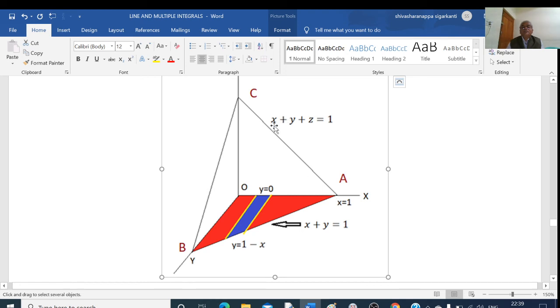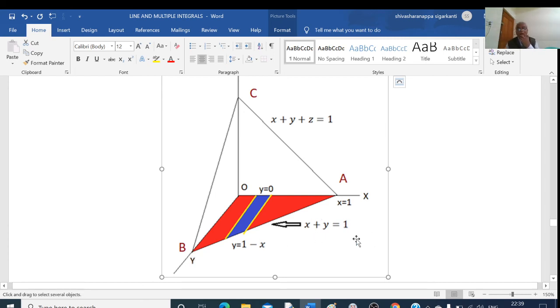Because see, the equation of this plane is x plus y plus z equal to 1. This can be written as x by 1 plus y by 1 plus z by 1 is equal to 1. So, x intercept equal to 1, y intercept equal to 1, z intercept equal to 1. Therefore, this point equal to 1. At this point, z is equal to 1. At this point, y is also equal to 1.